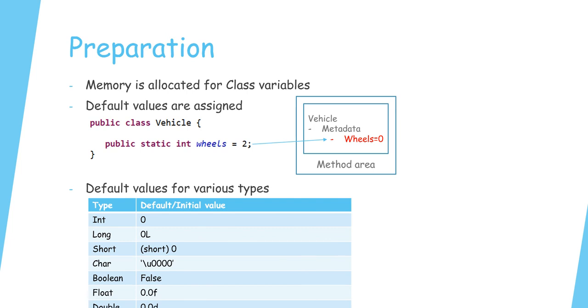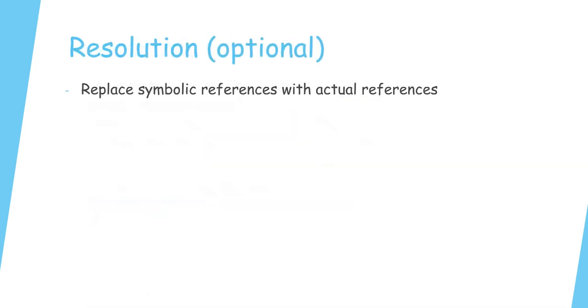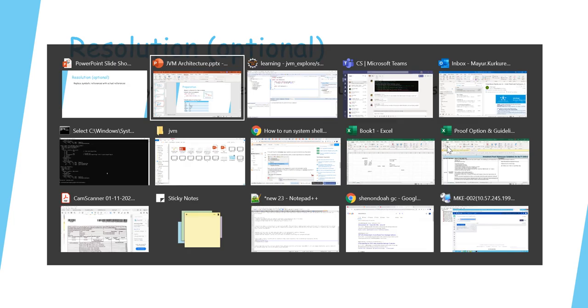Now let's go to the next stage, which is resolution. In this stage, all the symbolic references used in our class will be replaced with the actual references. So to understand what it means, let's take one simple example.